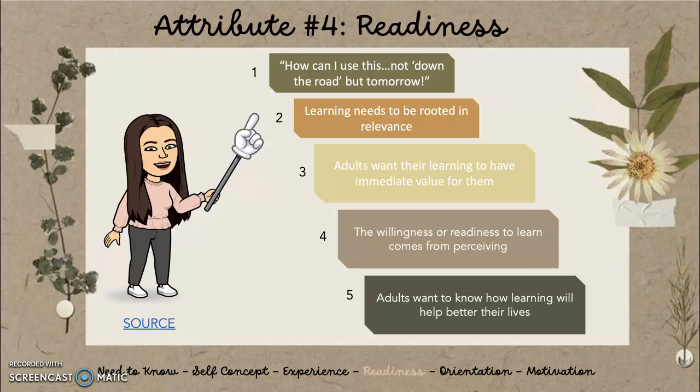The fourth principle is readiness. Adult learners want to better their lives, so their learning has to contain some value for them. Adult learners want the skills they are learning to help them in the immediate present, not just in the future, like K-12 skills are often taught.